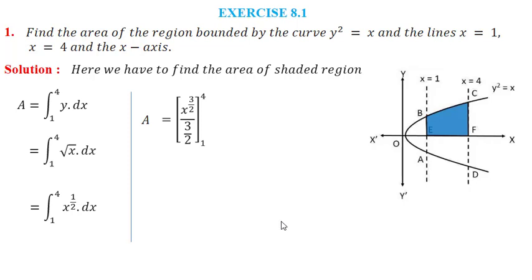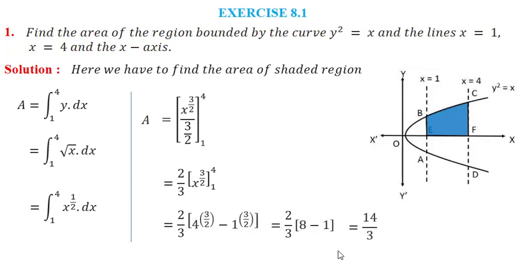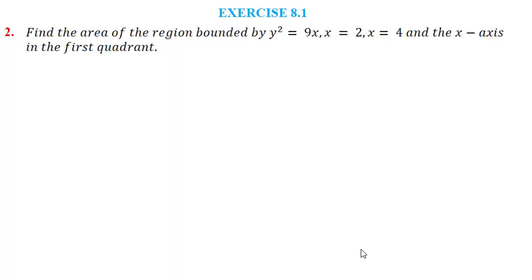Now here you have to replace x with the upper limit first, and then minus replace x with the lower limit. So we do that, and finally we get the answer as 14 upon 3 square units. They have not mentioned any unit, so we will say that 14 upon 3 square units is the required area. Easy? Yes? Okay. Now let us see the next question.